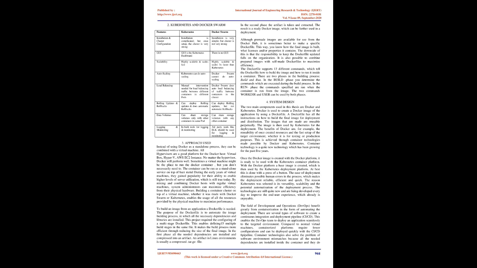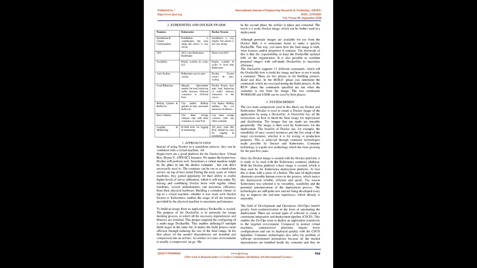In the first phase, all the needed dependencies are installed and compressed into an artifact. An artifact in Linux environments is usually a compressed .tar.gz file. In the second phase, the artifact is taken and extracted. The result is a ready Docker image, which can be further used in a deployment.